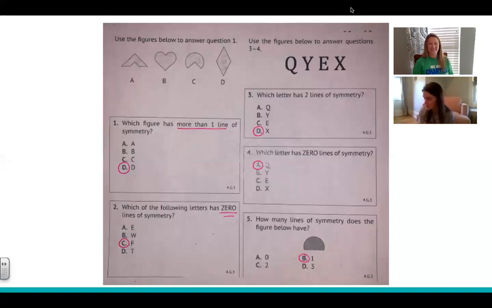All right, number 5. How many lines of symmetry does the figure below have? Simple. It's not a full circle. It has 1 just straight up and down, vertical. If you fold it over, it would match perfectly. So number 5 is B, 1.